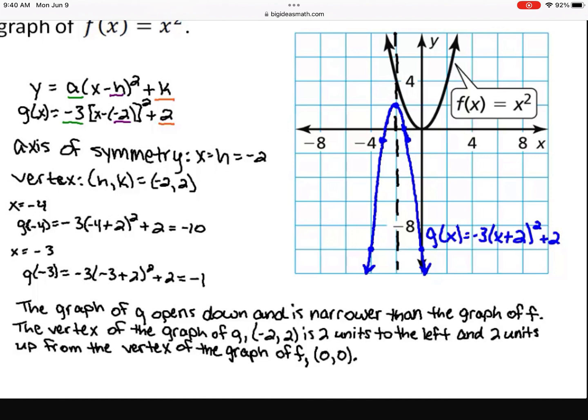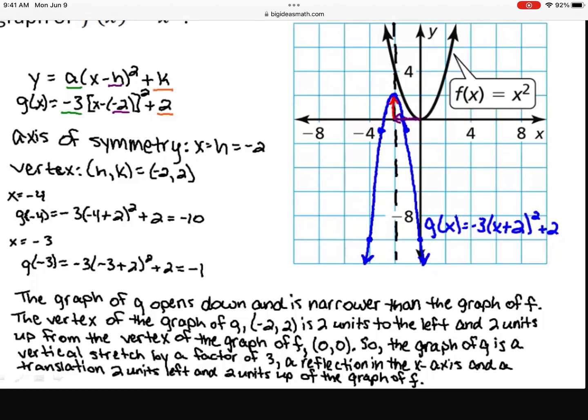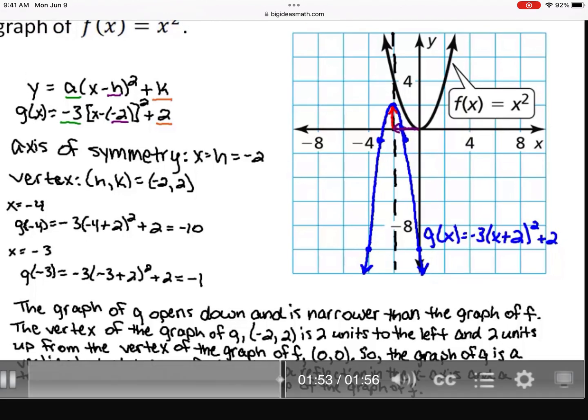The vertex of the graph of g, (-2, 2), is 2 units to the left and 2 units up from the vertex of the graph of f, (0, 0). So the graph of g is a vertical stretch by a factor of 3, a reflection in the x-axis, and a translation 2 units left and 2 units up of the graph of f.